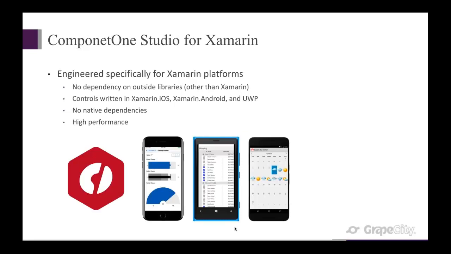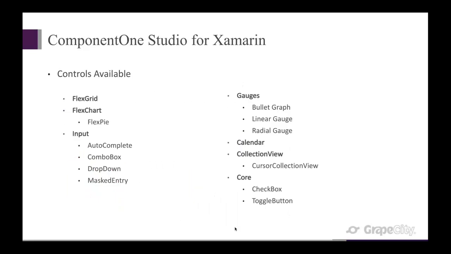And here's a picture of our new controls. So we've got quite a few controls available. I've just put in bold the major control sets here. Obviously FlexGrid and FlexChart are big ones. But we have quite a number of input controls, gauges, calendar, collection view, and a couple things in our core control set as well.